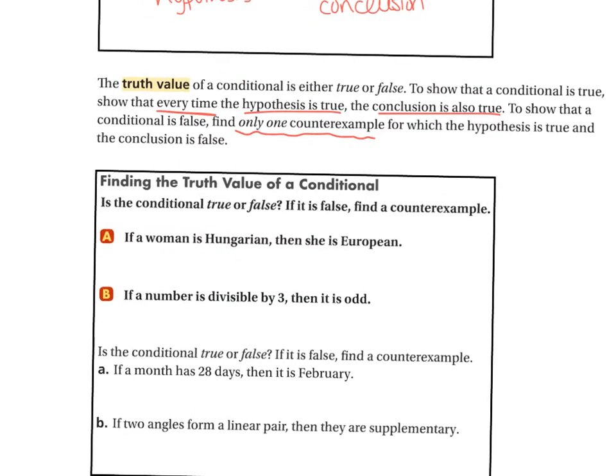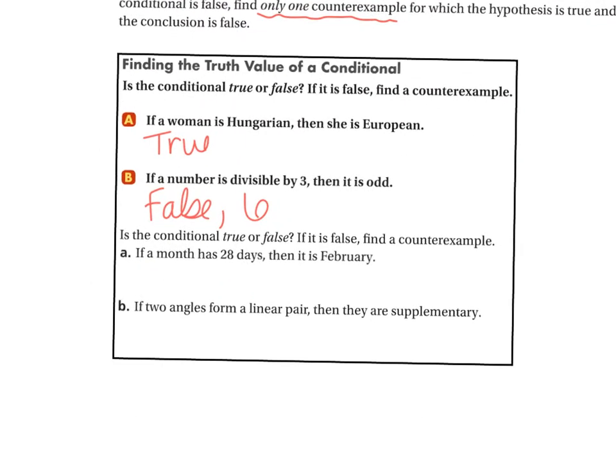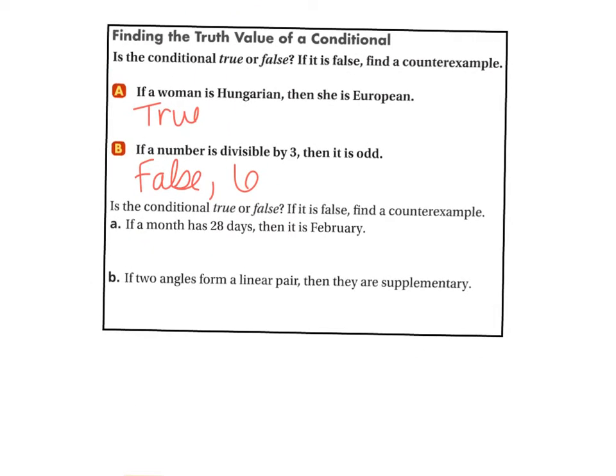Okay, is the conditional true or false? If false, find a counterexample. If a woman is Hungarian, then she is European. That is true, so we don't have to find a counterexample. If a number is divisible by 3, then it is odd. Well, that's false. 6 would be a counterexample. 12. There's a bunch of them.